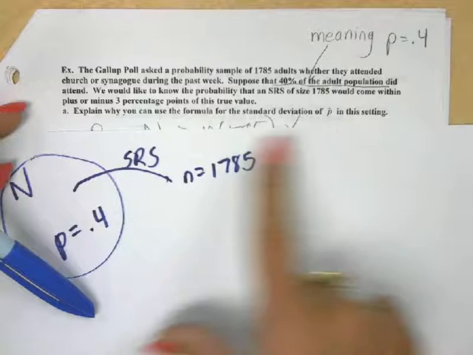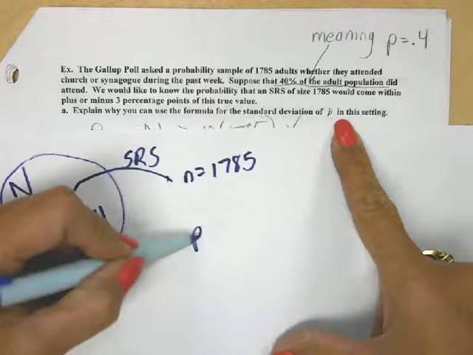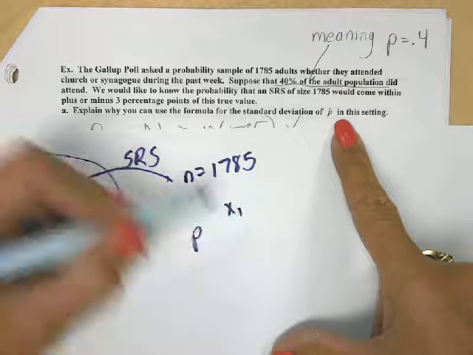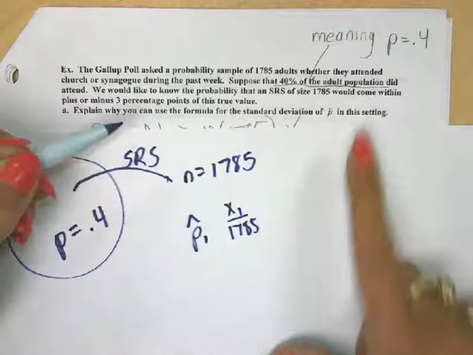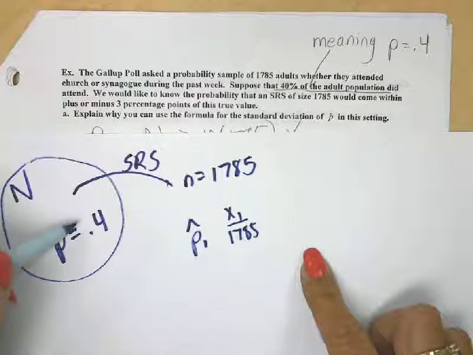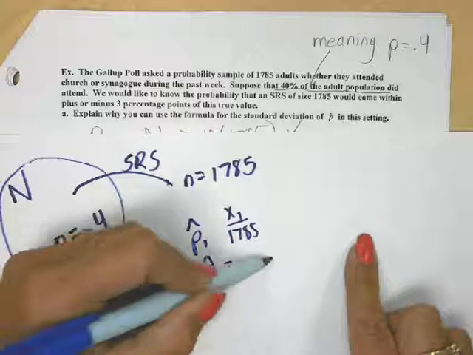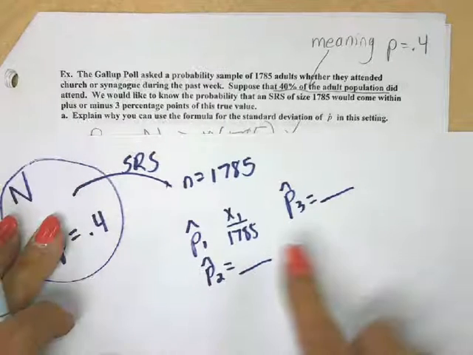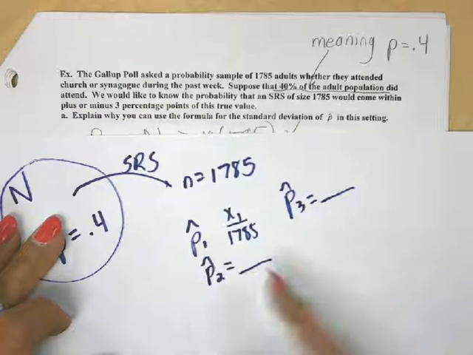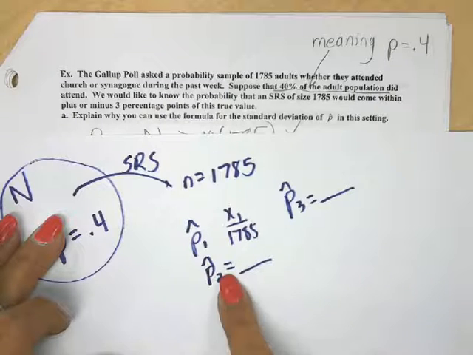And I'll think about what this even means. What I'm trying to do is I'm going to sample and I'm going to get a specific number of successes out of 1,785, and that would be called a p-hat. Now I'm thinking about doing this over and over, collecting another sample of the same size and getting a p-hat, and doing it again and getting a p-hat. And I'm wondering, can I use the standard deviation formula on the previous page to describe how these p-hats will vary? I know I'm not going to get 40% every time.